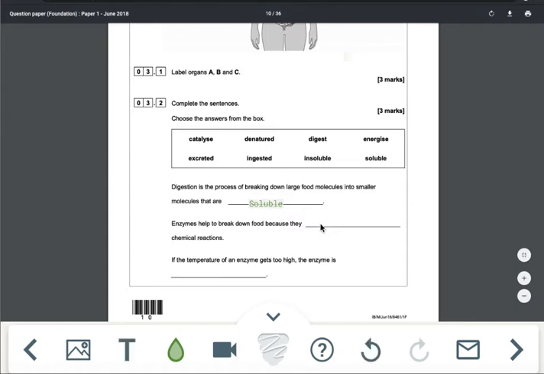There you go. Enzymes help break down food because they blank chemical reactions. The correct word here is catalyze. And this just means to activate and or speed up the reaction. And this is by the lock and key method you will have learnt about. And the last one, if the temperature of an enzyme gets too high, the enzyme is denatured. Is the correct answer there. And this is when the shape of the active site changes, so the substrate will no longer fit into it. This also happens if the pH gets too high. Okay?